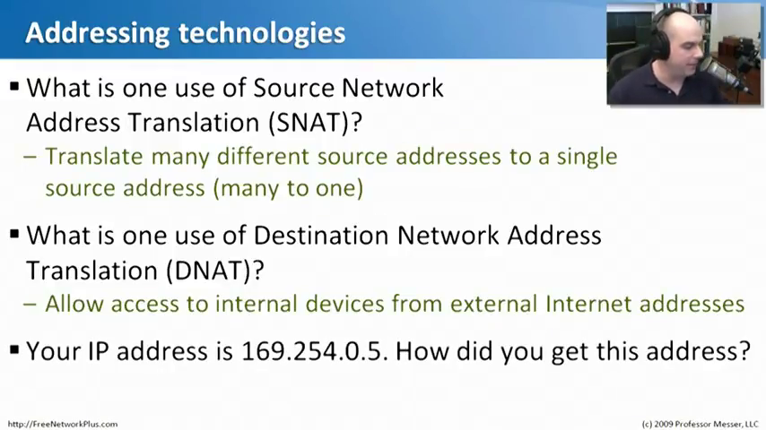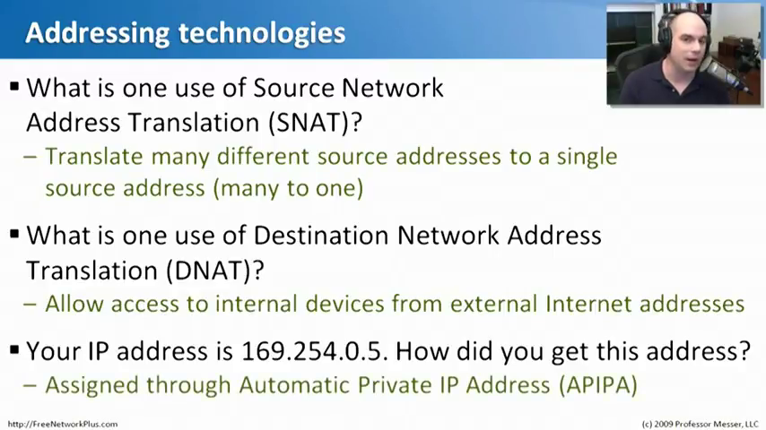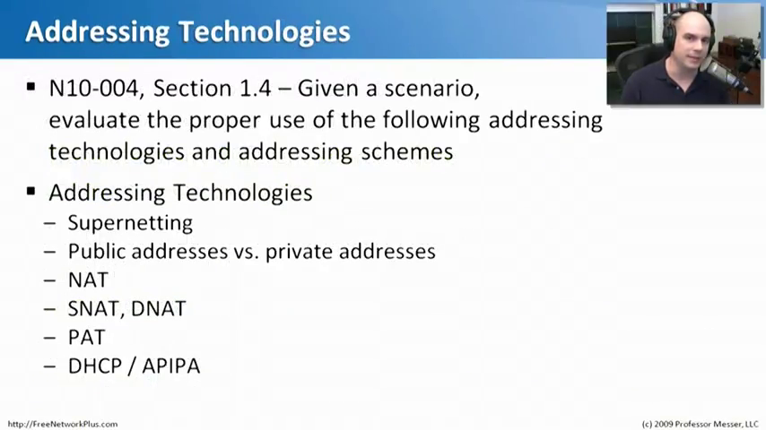Now, finally, we have something here. You got an IP address on your machine, and your IP address is 169.254.0.5, but you didn't type that IP address in. How did you get that IP address? Well, it was automatically assigned to you through a process called automatic private IP addressing. You have to remember that range. It wasn't assigned by DHCP. This was the internal automatic process built into the Windows operating system. So make sure you remember that APIPA range that may come up on your Network Plus exam.